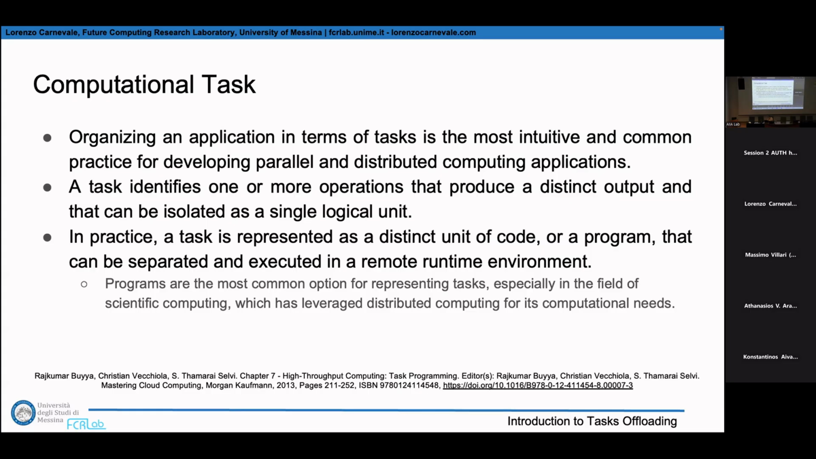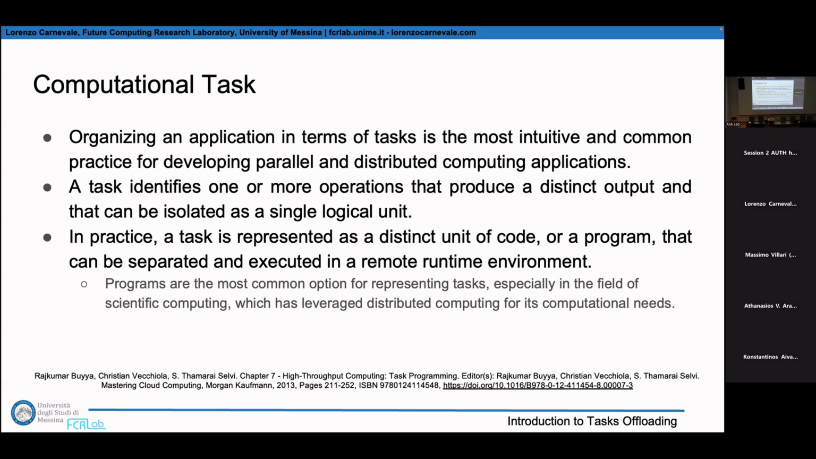A task is identified by one or more operations that produce distinct outputs and can be isolated in a single logical unit. So a task at the end of the day is like a unit of code, or we can just call it a program, that can be run in a separate runtime environment, or in a remote runtime environment.